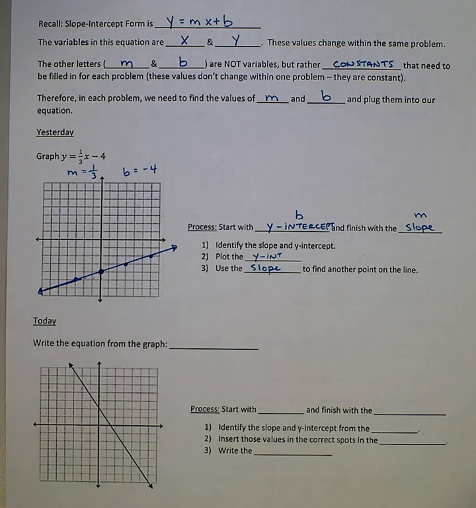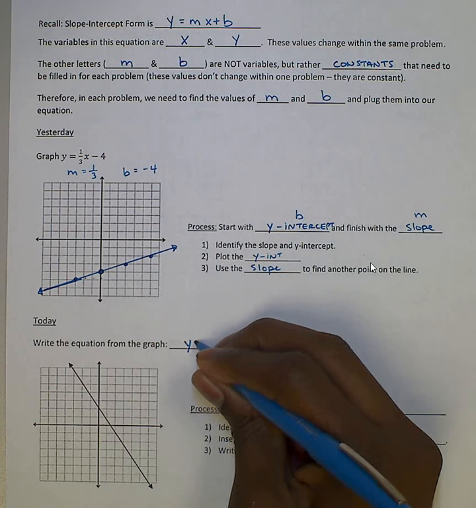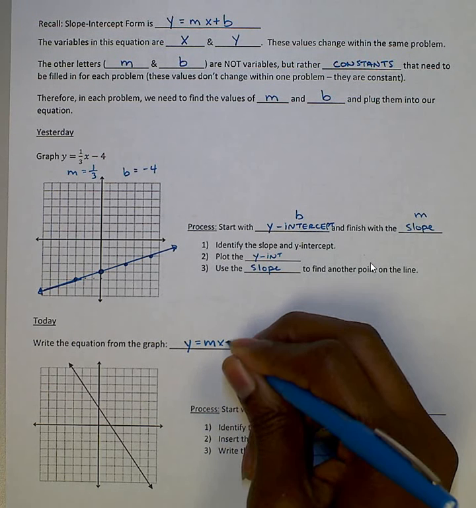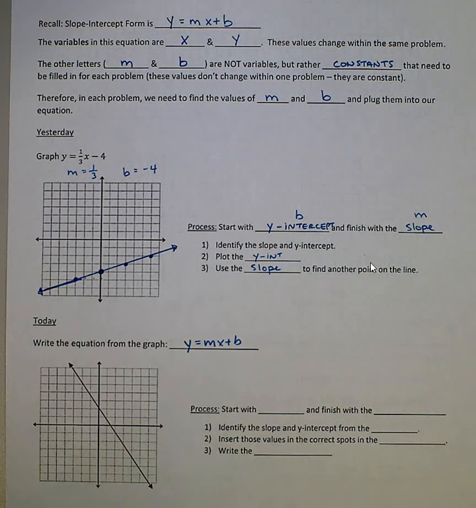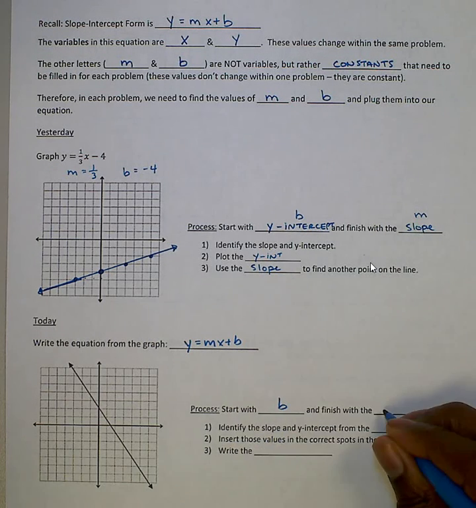So this is all yesterday. That's the review from being able to graph in slope-intercept form. Today, we're going to write the equation from a graph in slope-intercept form. Again, we're doing the same thing. So again, we're going to start with the intercept, start with b, finish with the slope, or m.